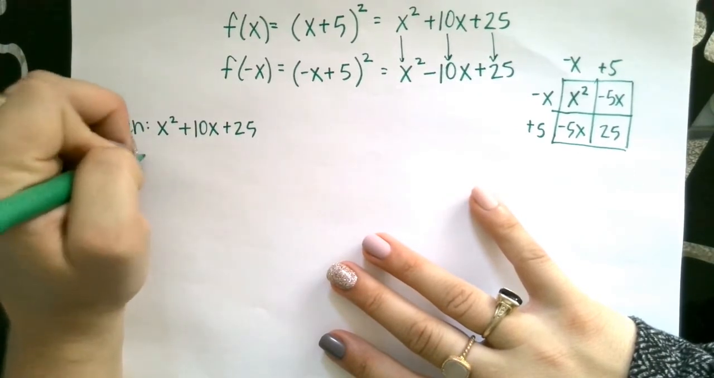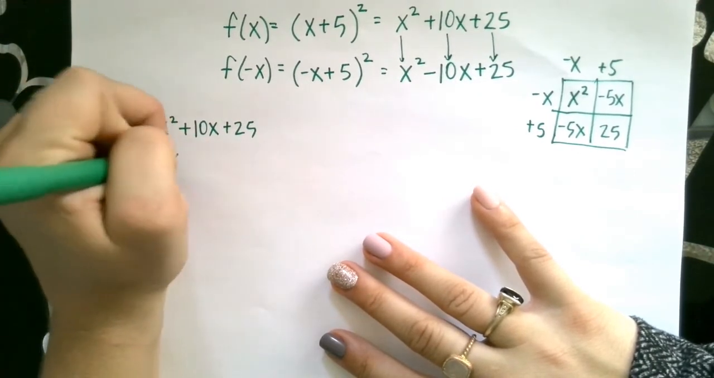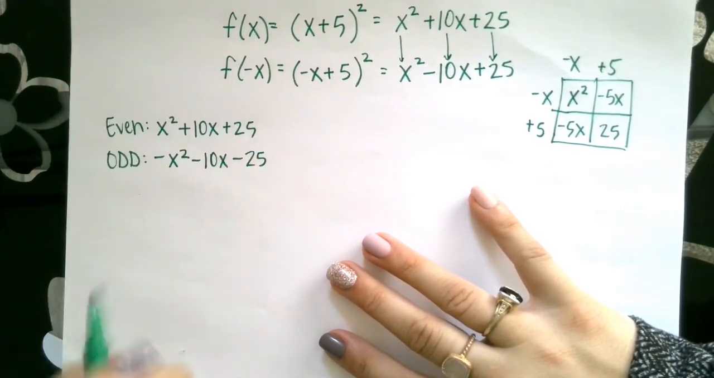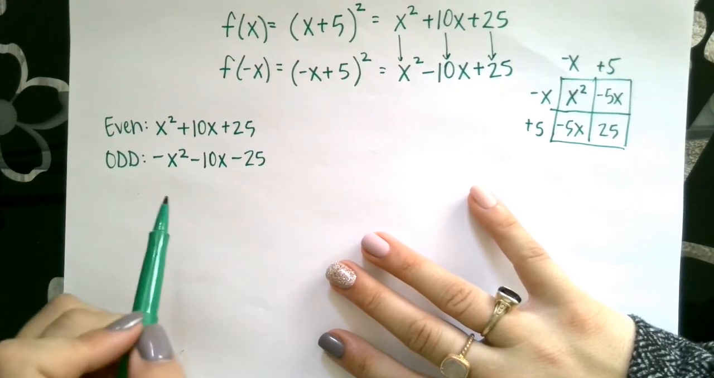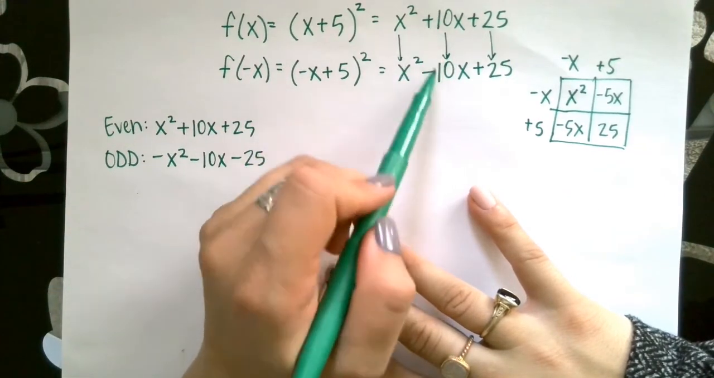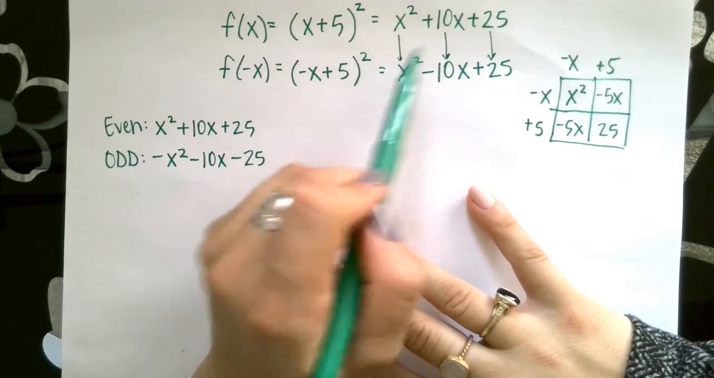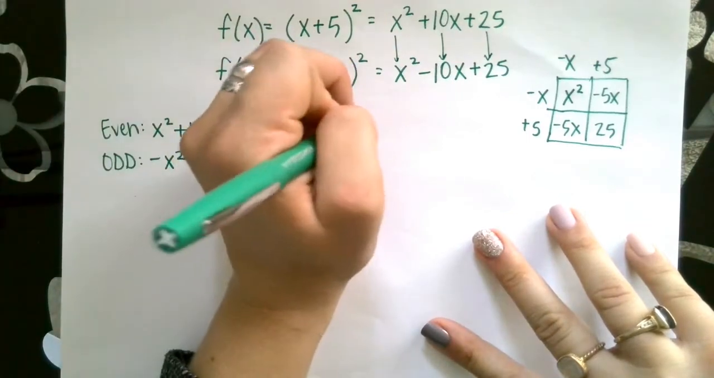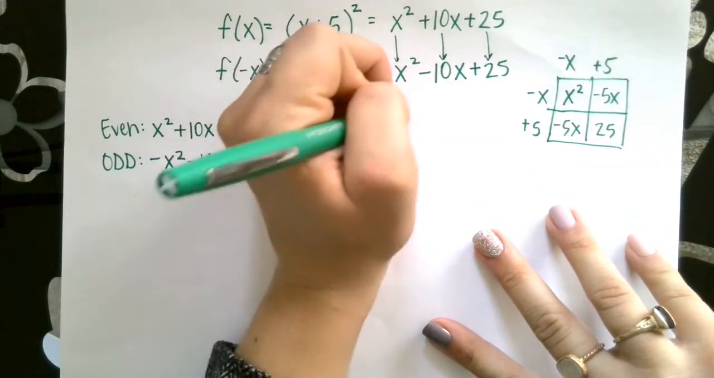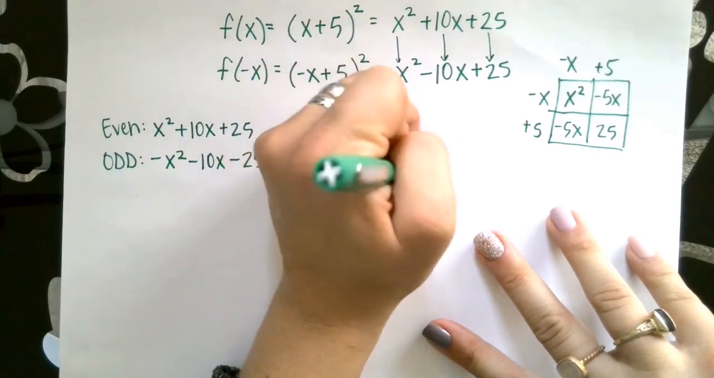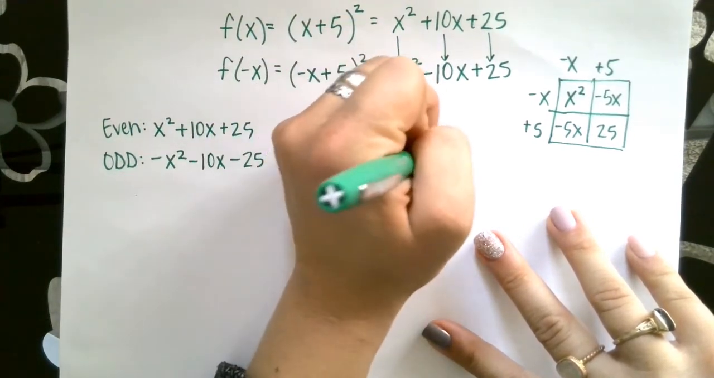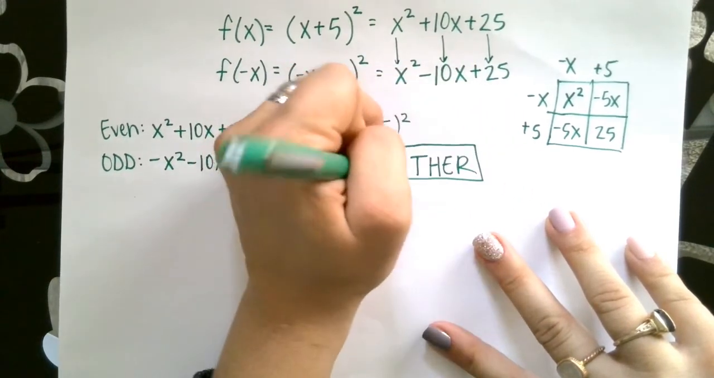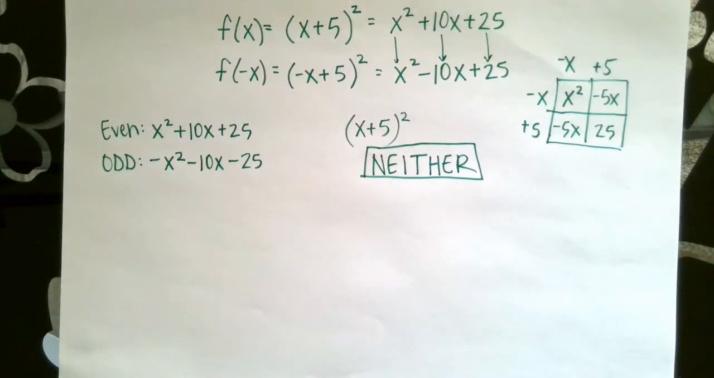If it was odd, it would have had to be negative x squared minus 10x minus 25. So all of my signs would have had to been opposite. So when you do this, just because there's an opposite here, that doesn't make it odd. We have to have opposites in every position. So this function here of x plus 5 squared is neither. Neither. Okay, and let's look at this on a graph.